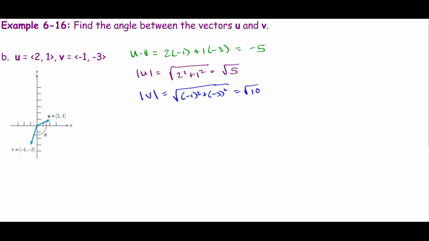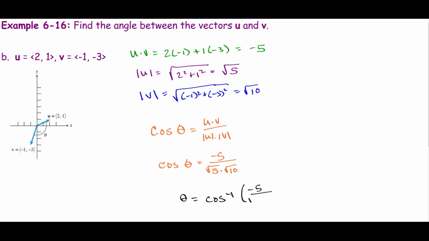So then again, we're going to go with our formula, which is cosine of theta is u dot v over magnitude of u times magnitude of v. So cosine of theta is -5 over square root 5 times square root 10. And then we'll get theta is inverse cosine of -5 over radical 5 times radical 10, which is going to give us 135 degrees. So theta is 135 degrees for my answer.